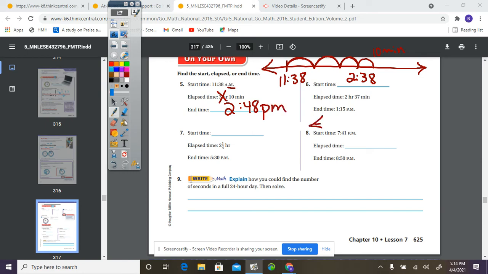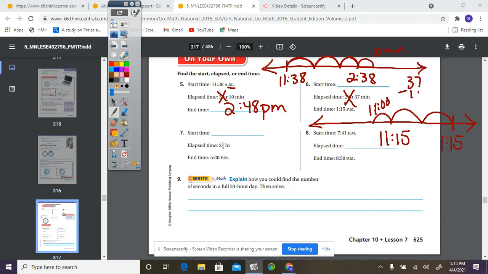This one's a little more complicated. On the next one, we have our end time. So I'm going to put the end time back here. We ended something at 1:15. Okay, they spent 2 hours and 37 minutes. So I'm going to go back 12:15, 11:15. Okay, so that took care of the 2 hours. So then now I need to jump back 37 minutes. Well, if I jump back 15 minutes, I'm at 11 o'clock, right? What is 37 minus 15? 22. So now I need to jump back another 22 minutes.